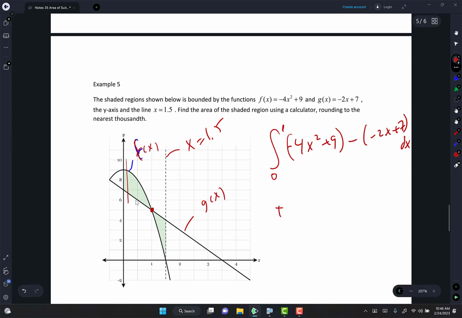Plus integral from 1 to 1.5, and then now the linear line's on top and the quadratic's on bottom. So negative 2x plus 7 minus negative 4x squared plus 9 dx. Now remember, I put this in y1 and I put this in y2. So y2, y1. Okay, here we go, finally.